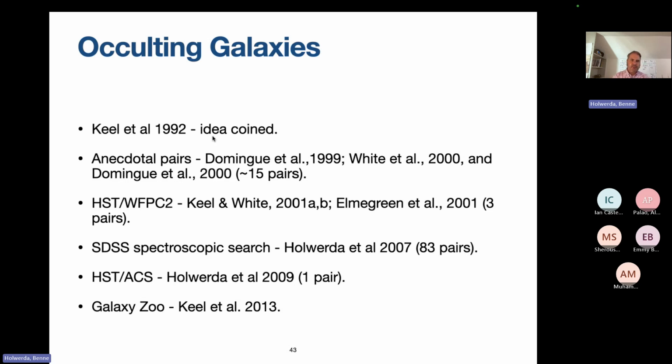Then we do a spectroscopic search to see if we can actually find more of those pairs. You find about 80. Most of them are really itty-bitty, can't really do anything. Once again, we only have one that I just showed you. Again, 1 pair that we do a bespoke analysis on.